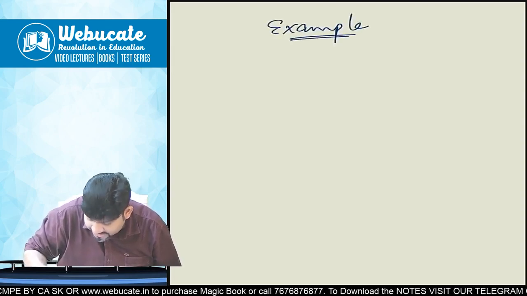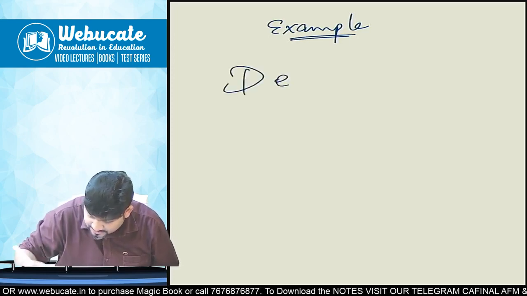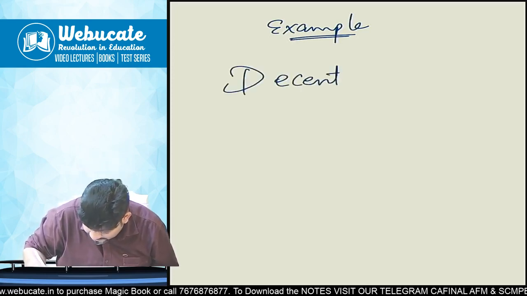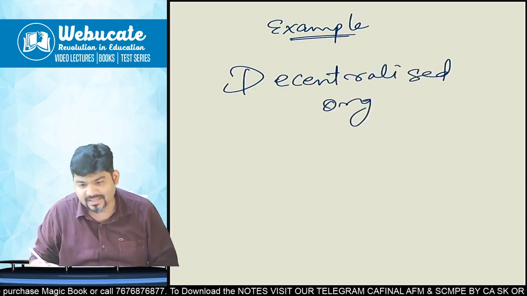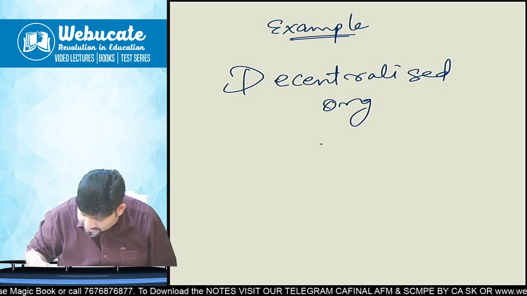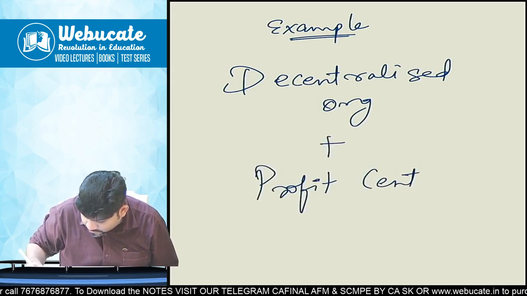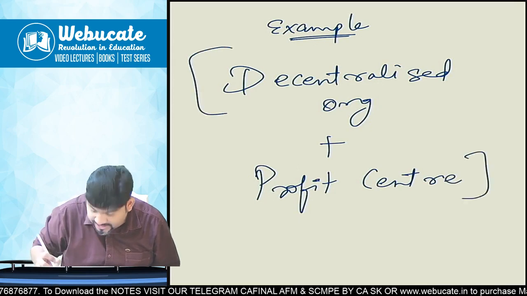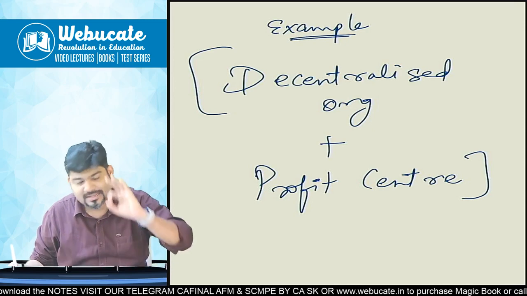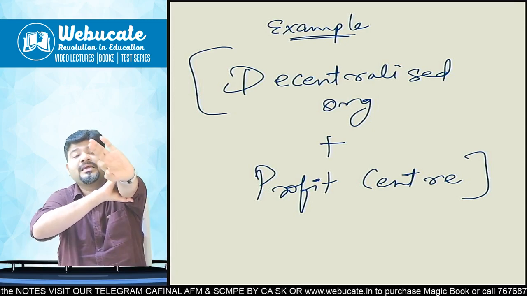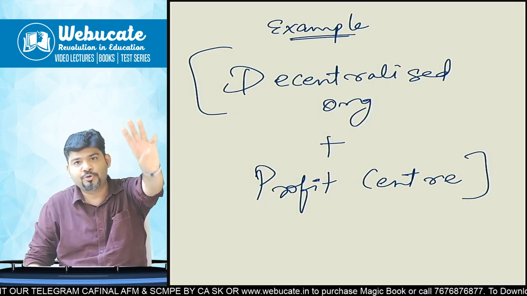Let's change our example to a decentralized profit-centric approach to a decentralized organization. In today's scenario, all organizations are decentralized and based on profit centers, because everybody wants to expand, everybody wants to be competitive. Now, if this happens, then there are going to be three scenarios. Those three scenarios, I'm going to explain to you.